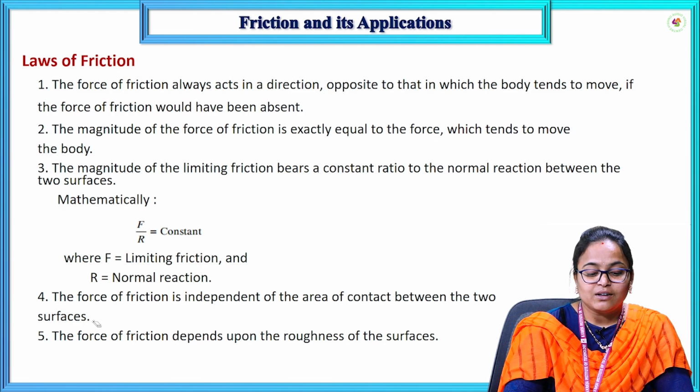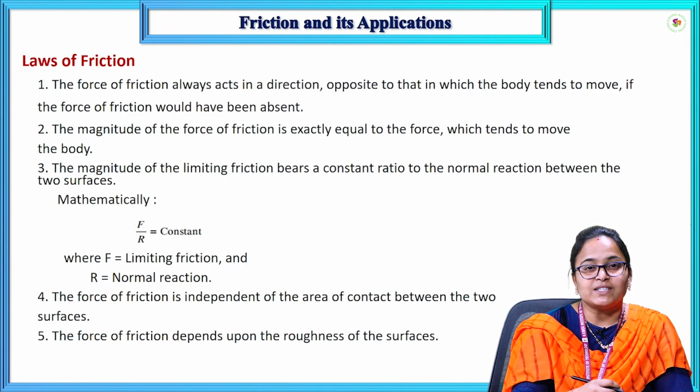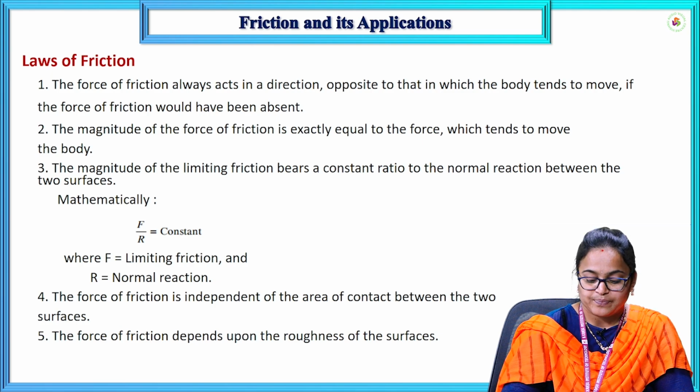Next, coming to the law of friction, that is the frictional force depends on the roughness of the surface. That means the nature of the surface. For example, if the surface is more rough, the magnitude of friction will be more. If the surface is more smooth, in that case frictional force will be very less.